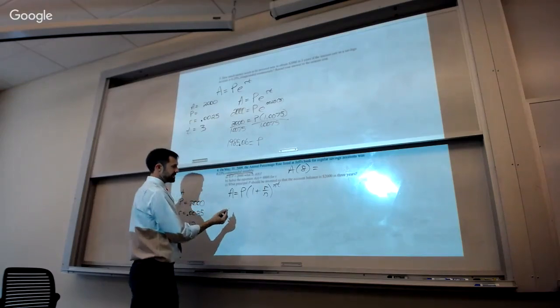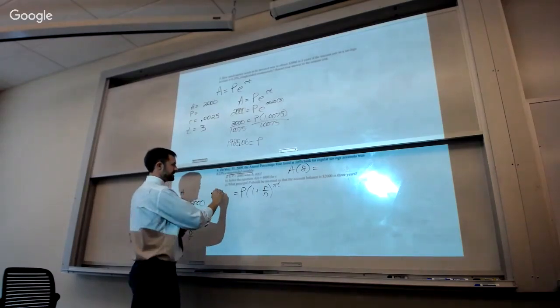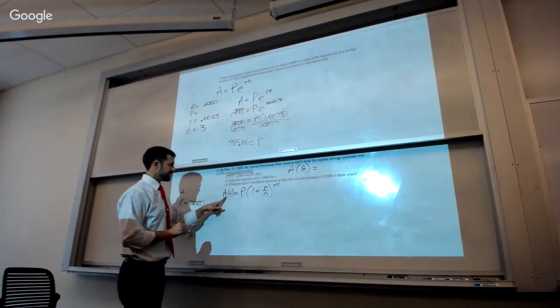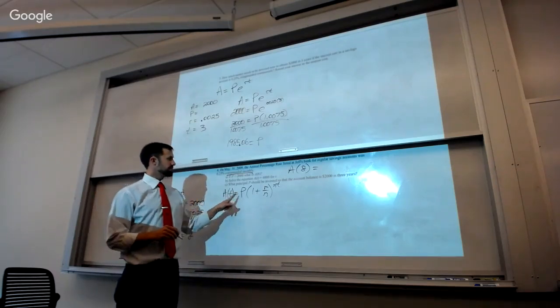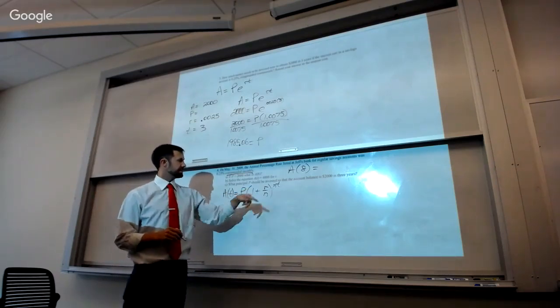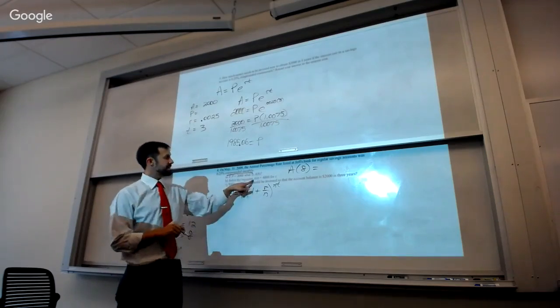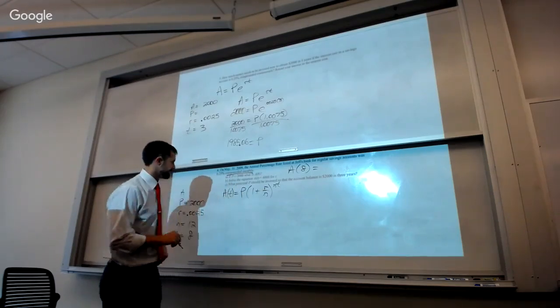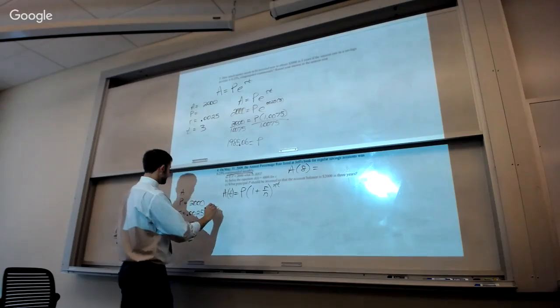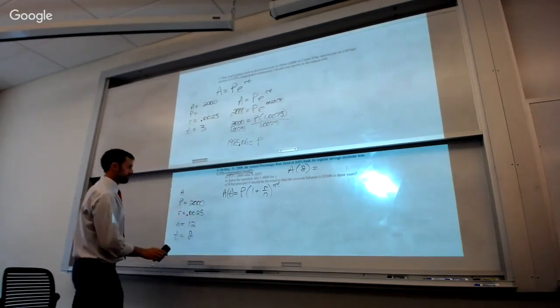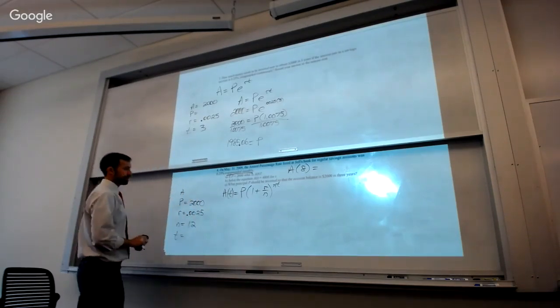So again, what is A of t? A of t is the actual formula itself, right? A of t, this is a function in terms of time, is equal to P times 1 plus r over n to the nt. So I'd like to set that equation equal to 4,000. That means the amount at the end is 4,000.